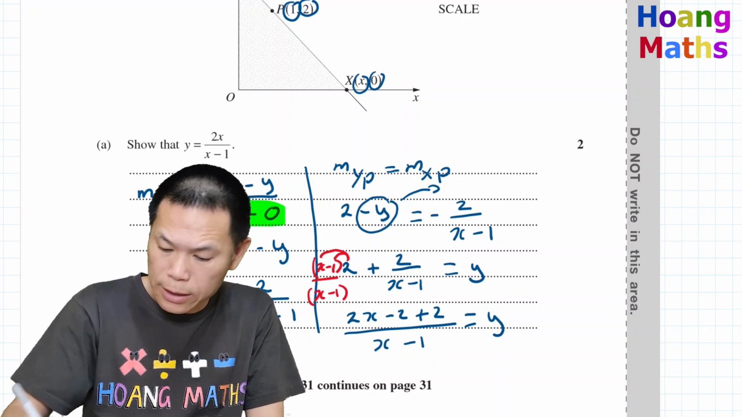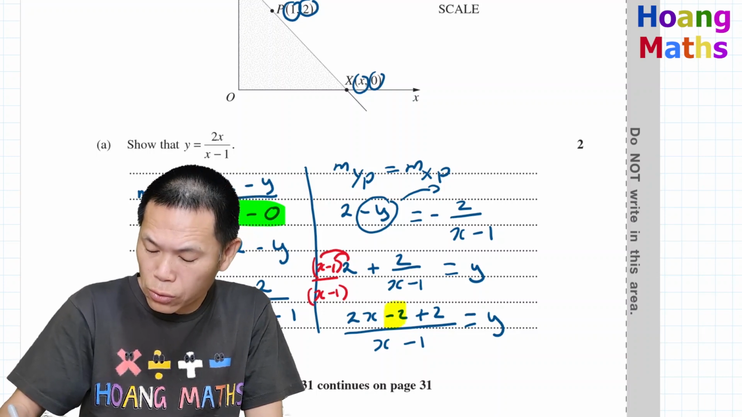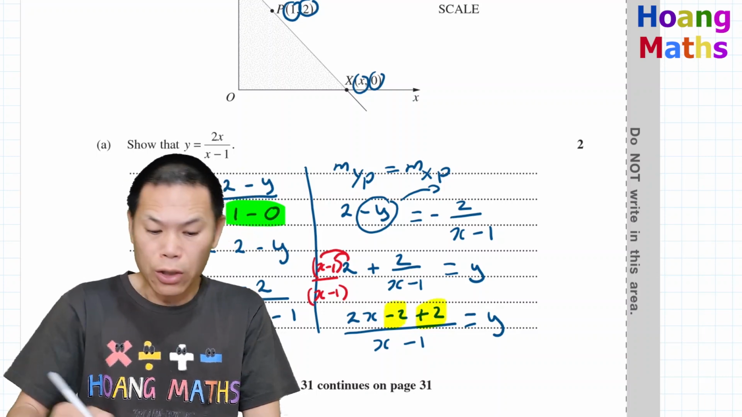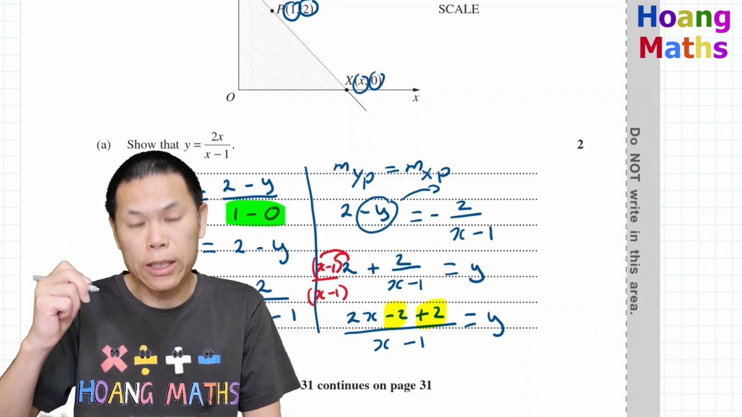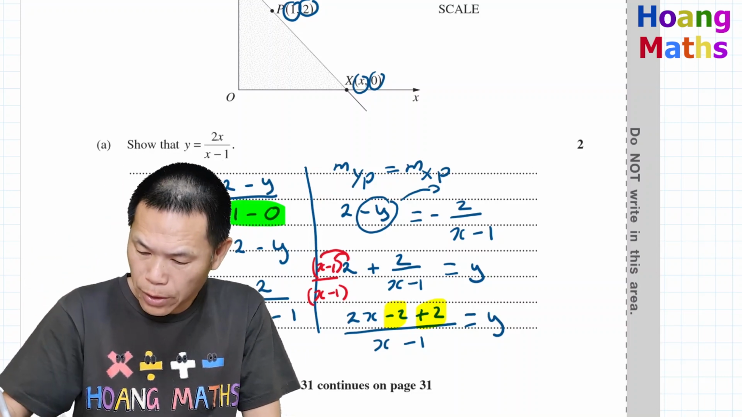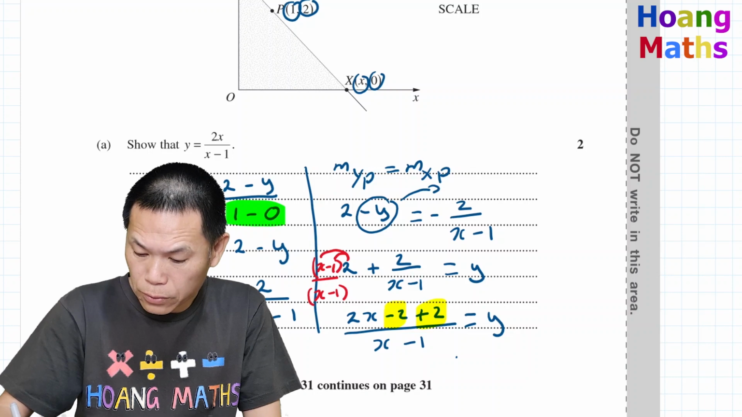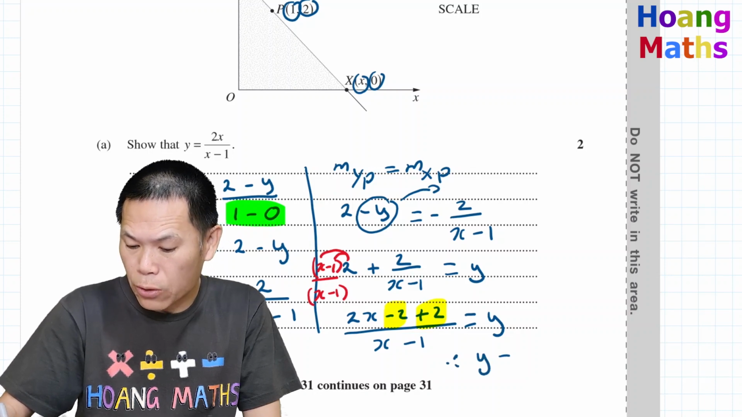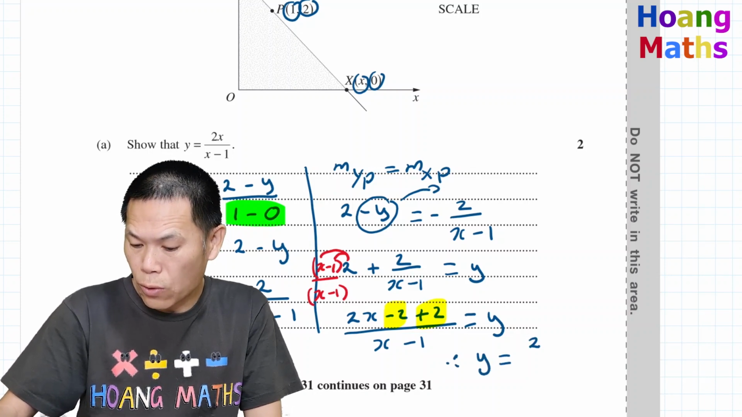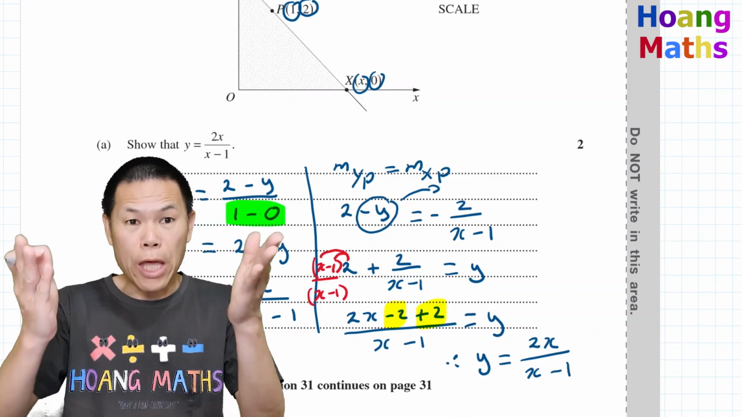So now what I do, I simplify this. So these 2 cancel out. So that will give me 2x over x minus 1. So therefore, y equals 2x over x minus 1. There you go.